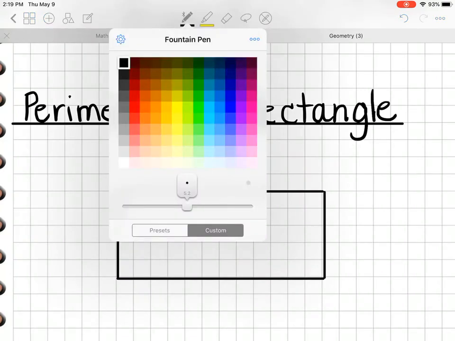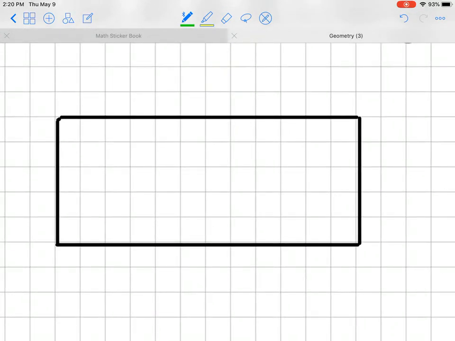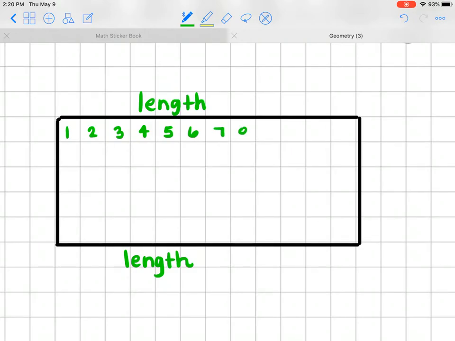Okay, we know that a rectangle is a little different than a square, because we know that a rectangle has a long side that we call length, and it has 2 of those. So let's go ahead and count this up. 1, 2, 3, 4, 5, 6, 7, 8, 9, 10, 11, 12. So the length of this thing is 12. And if that side's 12, this one has to be, because they're the same.